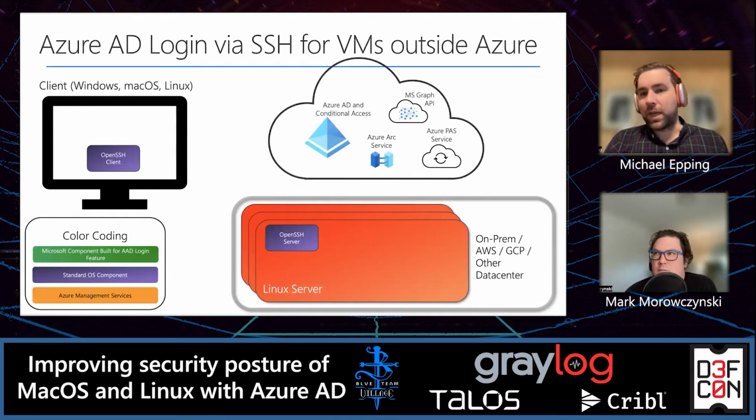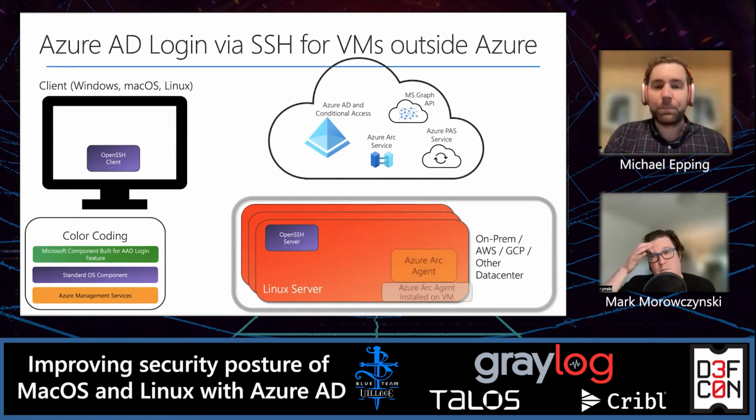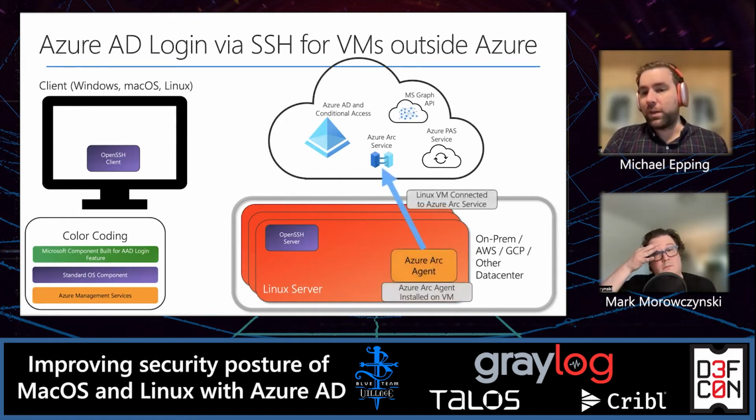So let's step through this again for a machine running somewhere else outside of Azure. This could be on-prem, AWS, GCP, it doesn't matter. We install the Azure Arc service first, and this gets into a connected state with the Azure Arc cloud service. So at this point, our machine that's running outside of Azure is connected to the Azure management control plane.